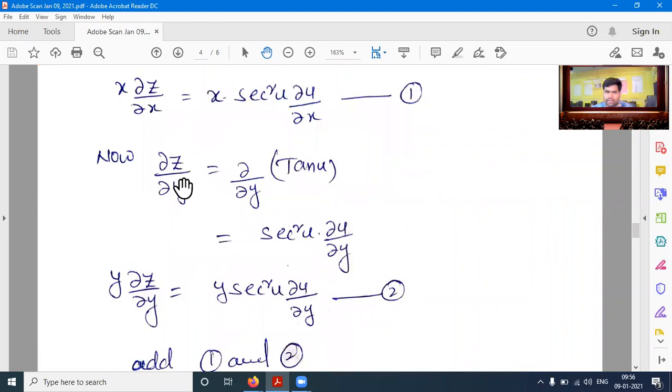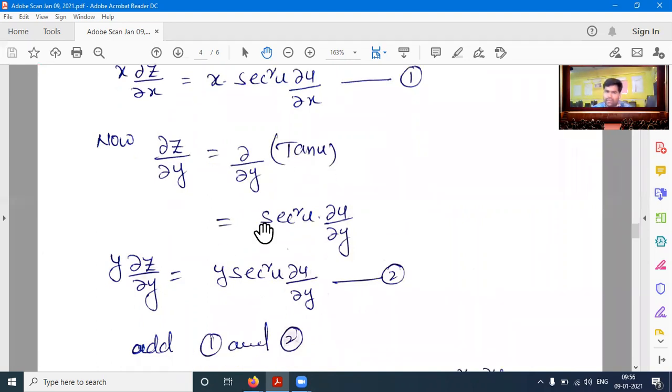Now ∂z/∂y is equal to ∂/∂y of tan u. So that is equal to the differentiation of tan u, which is sec²u into ∂u/∂y. Again multiply with y. So y·∂z/∂y is equal to y·sec²u·∂u/∂y. This is equation number 2.